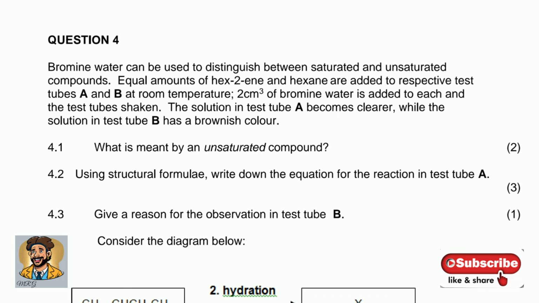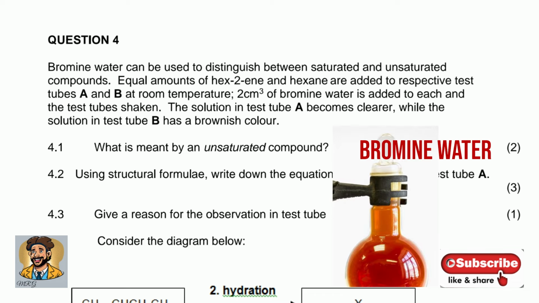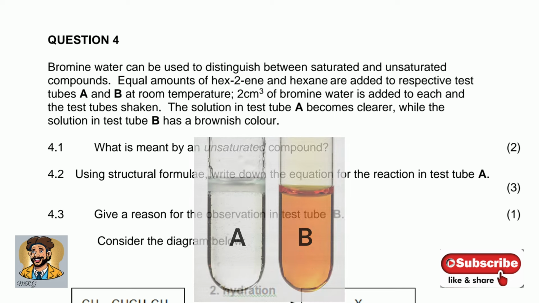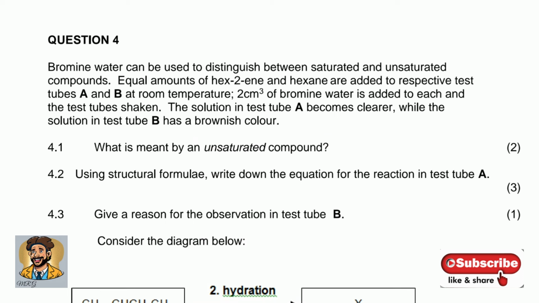So this question said, bromine water can be used to distinguish between saturated and unsaturated compounds. Equal amounts of hex-2-ene and hexane are added to respective test tubes A and B at room temperature. 2 cm³ of bromine water is added to each test tube. Shaken. The solution in test tube A becomes clear, while the solution in test tube B has a brownish color. Question 4.1. What is meant by an unsaturated compound?